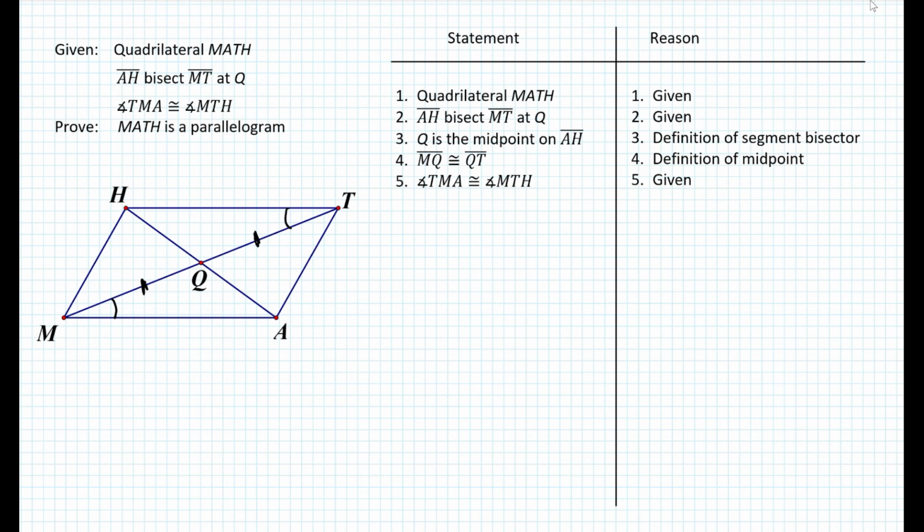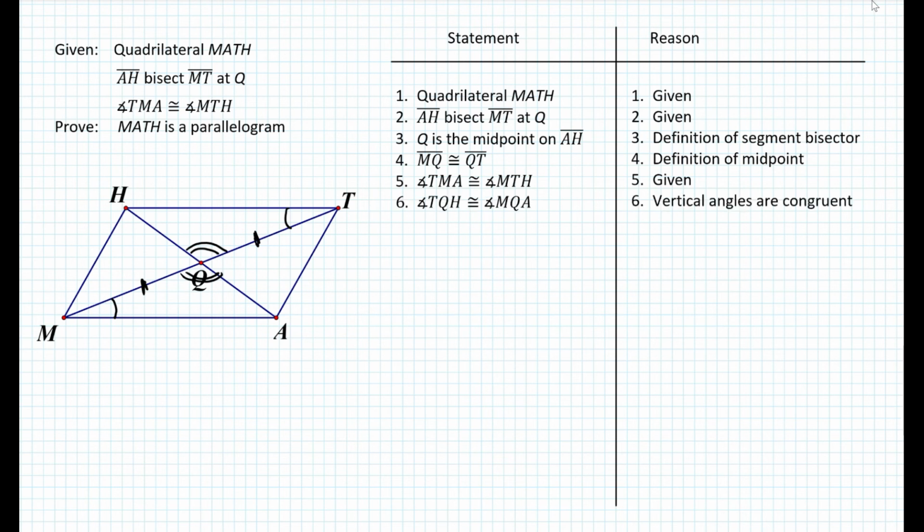And then we can ask ourselves, what can we conclude from that step? Well, maybe we can use that given to prove that triangle TQH is congruent to triangle MQA somehow, right? The good news is we can. As a matter of fact, we can prove that these two angles here are congruent, right? Because those are vertical angles, and we know that all vertical angles are congruent. So let's write that in the statement reason table.